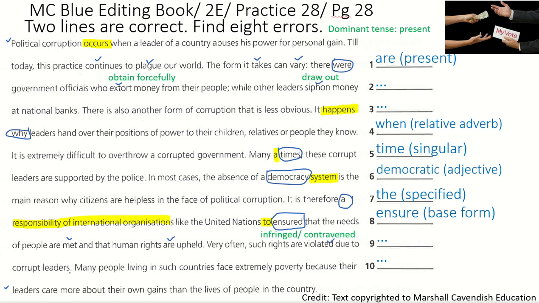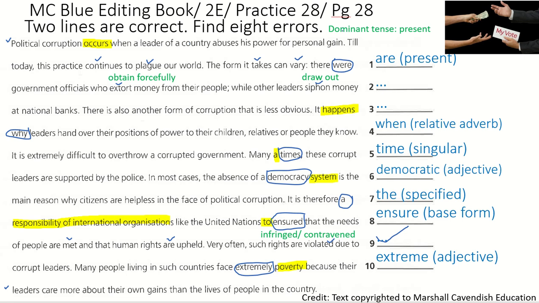Due to corrupt leaders, many people living in countries face extremely poverty. Hey, why is this an adverb? This is wrong. Okay, we're trying to describe poverty. So since we're trying to describe poverty, it should be an adjective. So when it's an adjective, it should be extreme. Okay, let's continue. Because their leaders care more about their own gains than the lives of people in their country. So I've noticed that I have 3 blanks here, and I have 2 lines that are correct. I have read this line 9, and I put a couple of ticks. So I think this line should be correct.